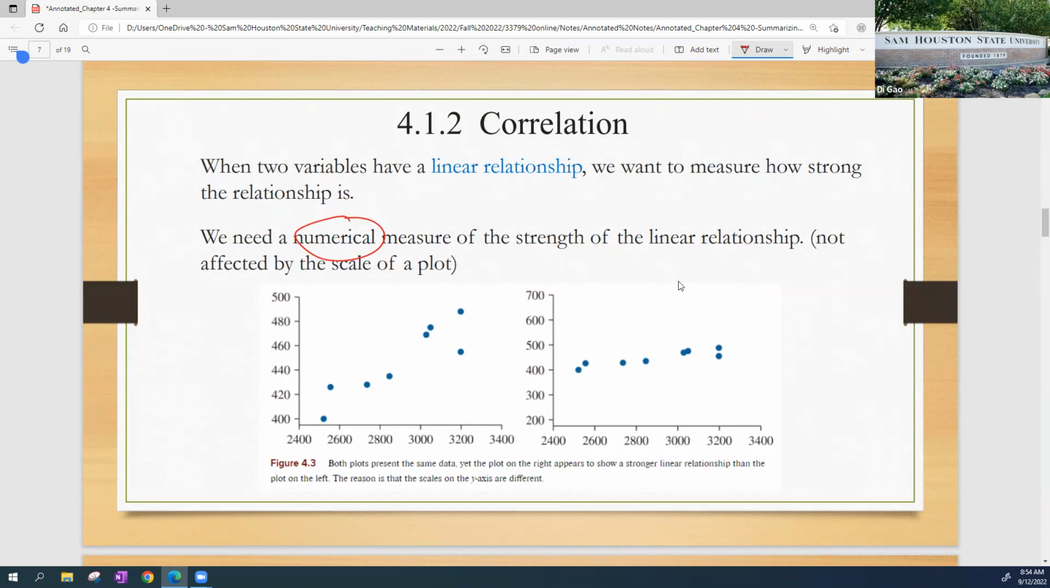So let's look at this example, figure 4.3. So it's for the same data.